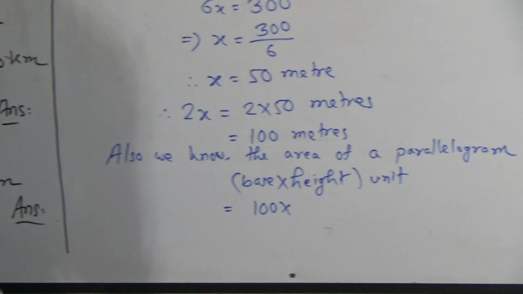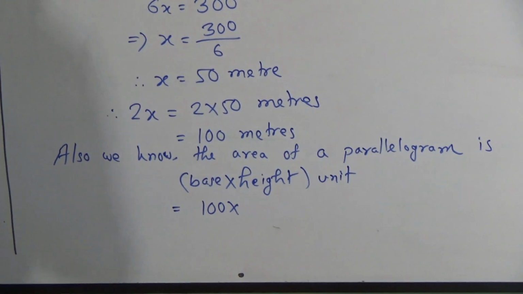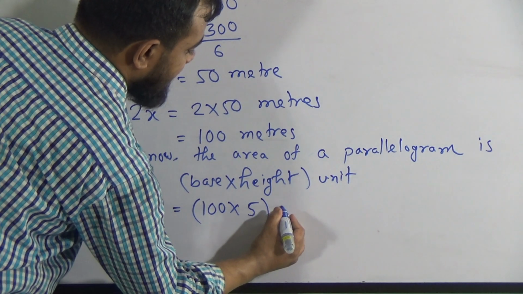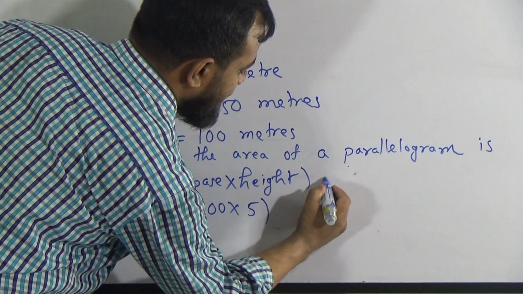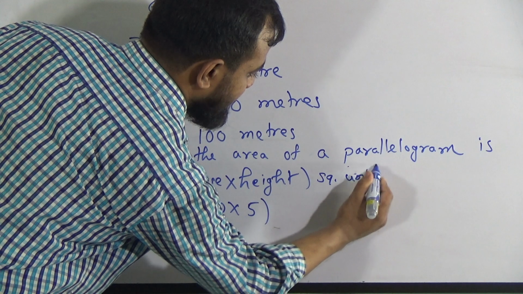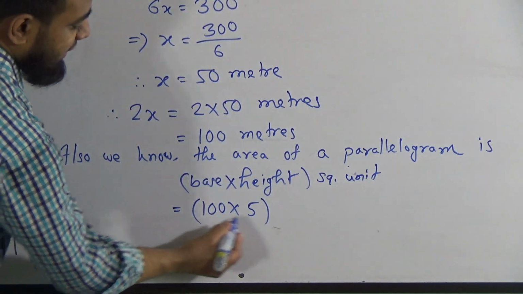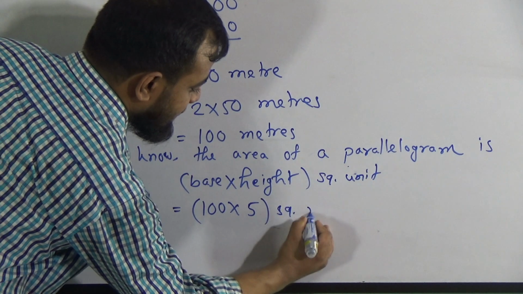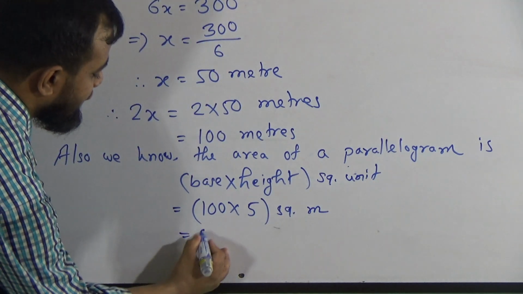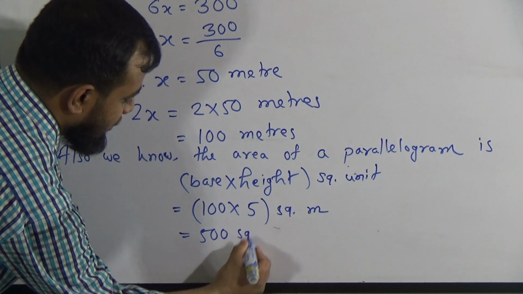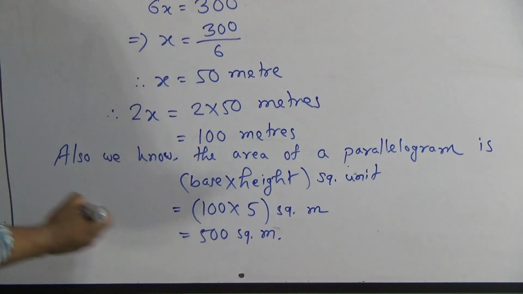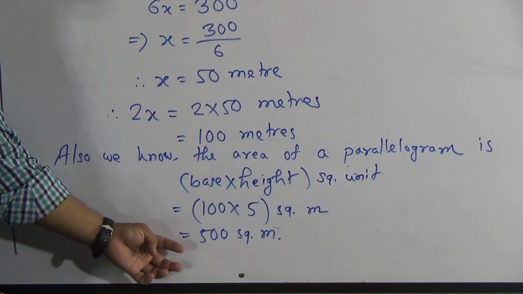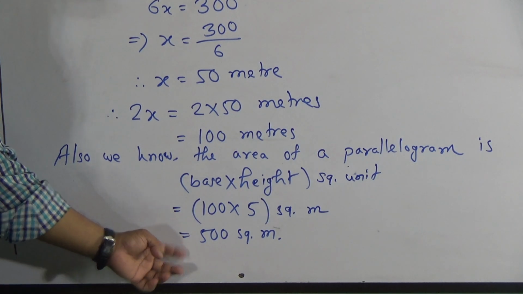Height is DF. DF is the height, so you can write 5. 100 multiplied by 5 gives square units, not units. My dear students, 100 and 5 are both in meters, so it will be square meters. That is equal to 500 square meters, the area of the given parallelogram. We have found that the area of the given parallelogram is 500 square meters.